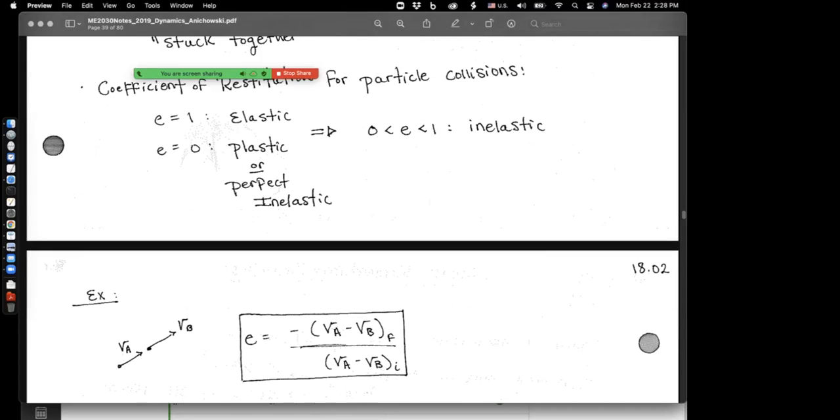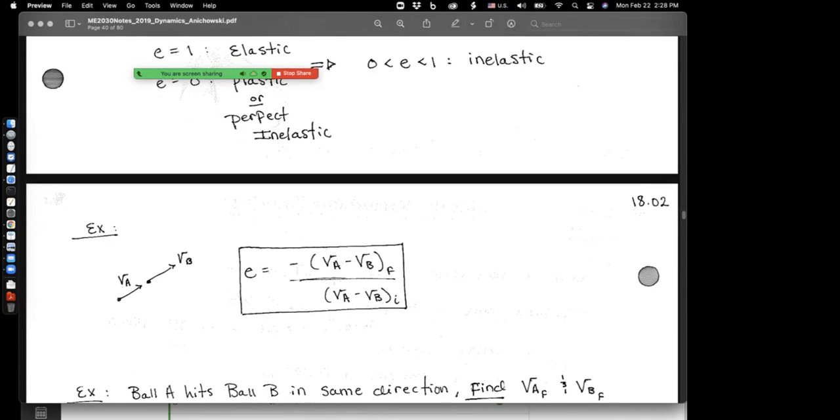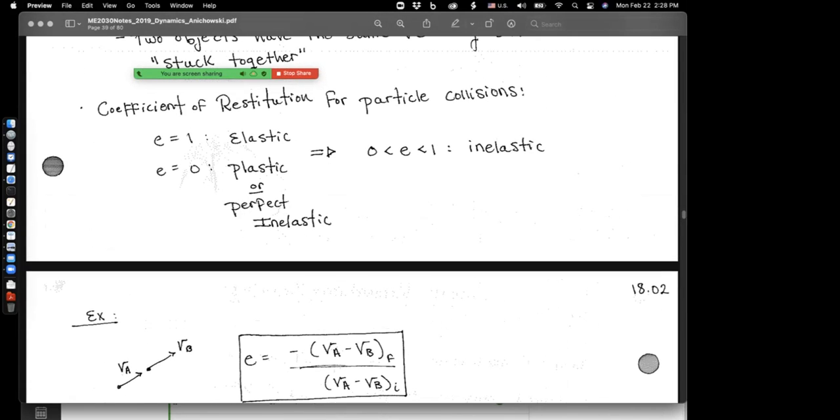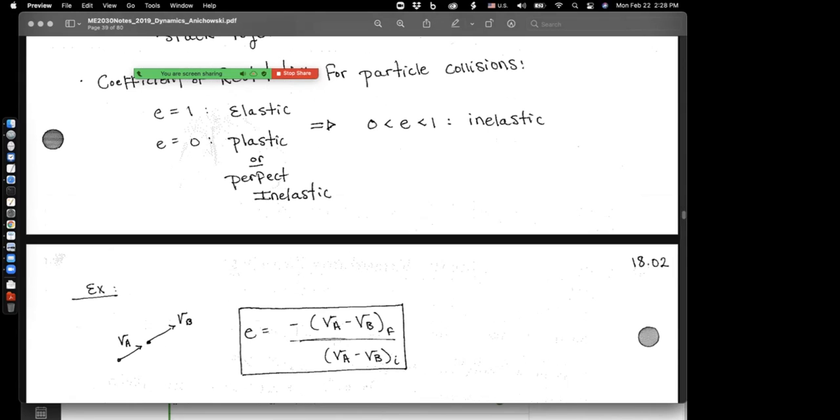Okay. So you can imagine, well, what is the definition of coefficient of restitution? It turns out this is the definition. If you have two objects moving in the same straight line, in other words, essentially a linear collision along the same straight line, then E is defined as VA minus VB final divided by VA minus VB initial, with a negative sign. Okay.